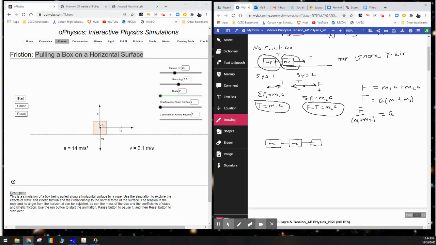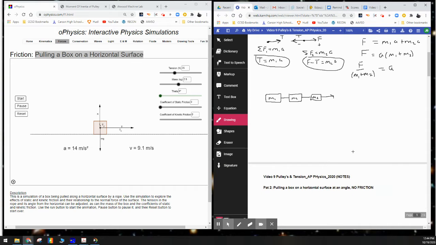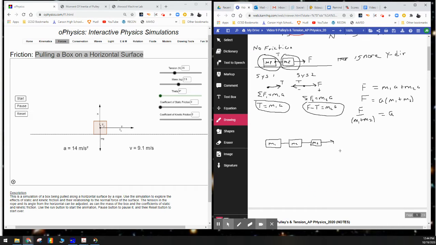Okay. And we'll call this here M3. And there's a force that's being applied here. So we have a 3 block system. All right. So in this system here, there's F here. Here's our frame of reference. This is positive, and this here is also positive, like so.